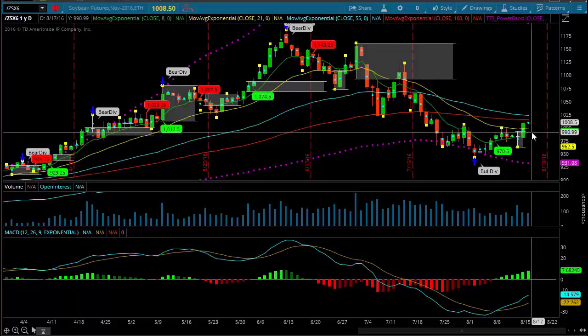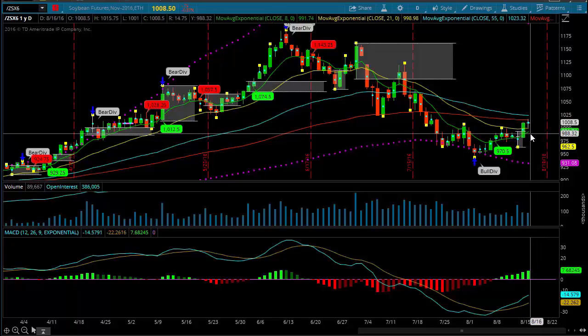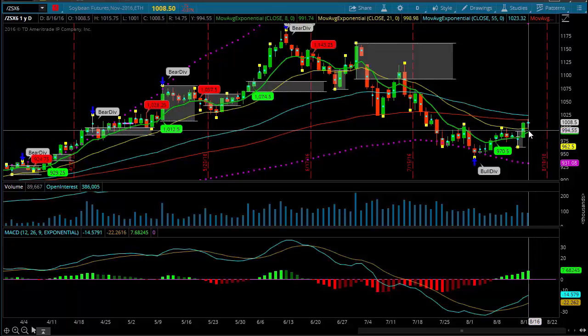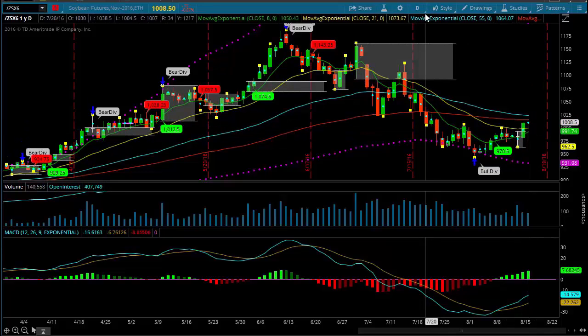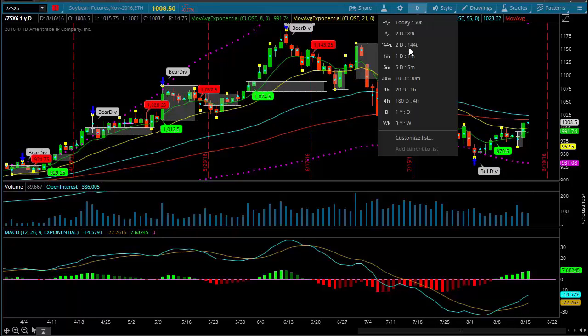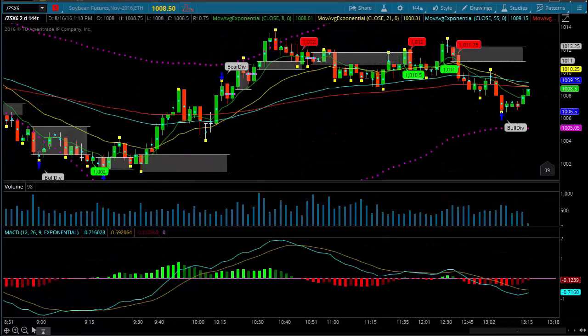You look at it today and say, well, that's a little candle, that didn't do much. We had a 15-cent move in the soybeans. And this morning, let's take a look at it on a 144 tick chart as we go back to the open this morning.